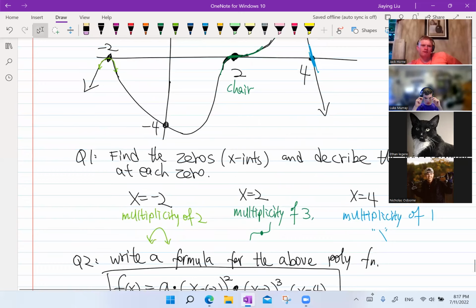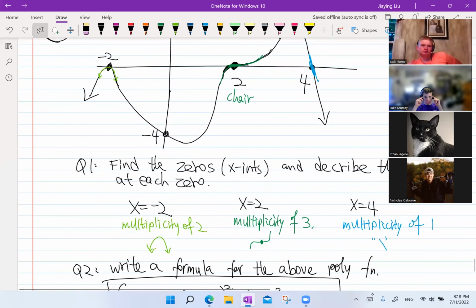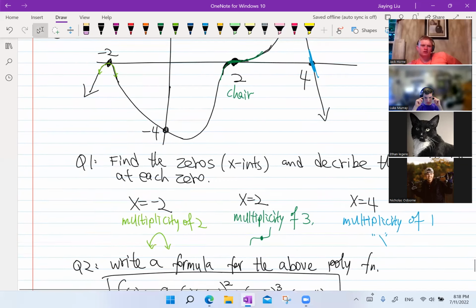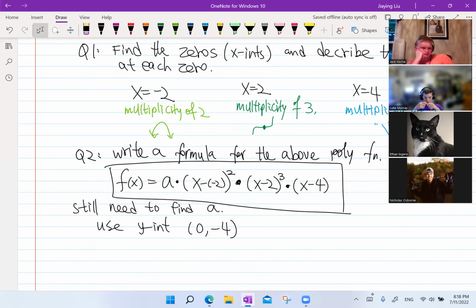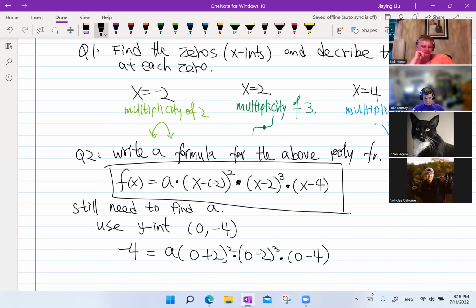All we need is another point. Any point will work. If we have a point on the graph, we can put it in there. And it looks like we do have a point, negative 4 on the y-axis. So use the y-intercept (0, negative 4). We can put (0, negative 4) into this function. So we get negative 4 equals a times (0 minus negative 2, that's 0 plus 2) squared, and times (0 minus 2) cubed times (0 minus 4).